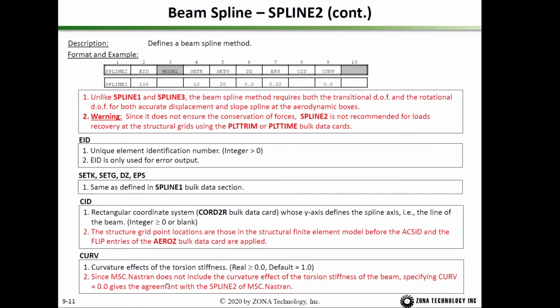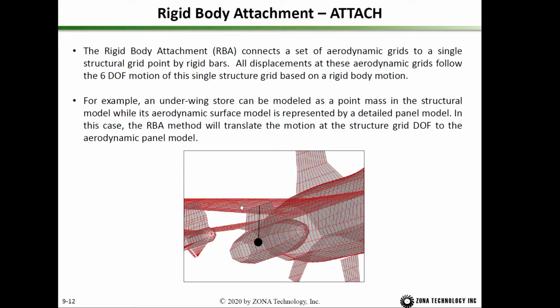Okay, and the CURV is a curvature effect. Because the MSC notation does not include the curvature effect of the torsional stiffness of the beam, by specifying CURV equals 0, you will get the SPLINE2 method of the MSC notation.